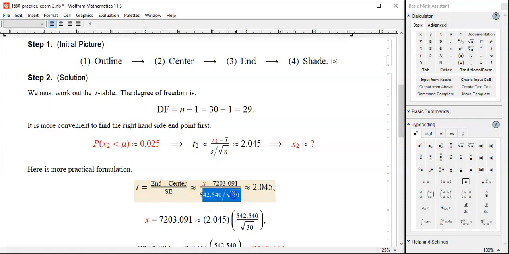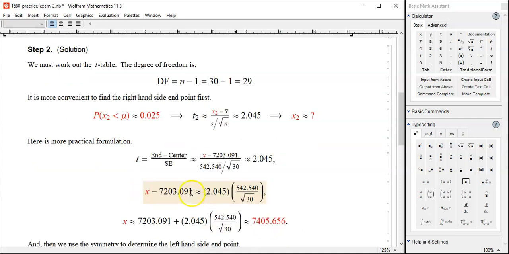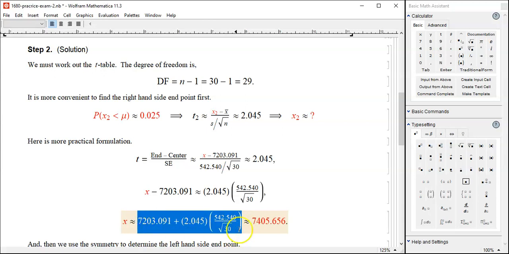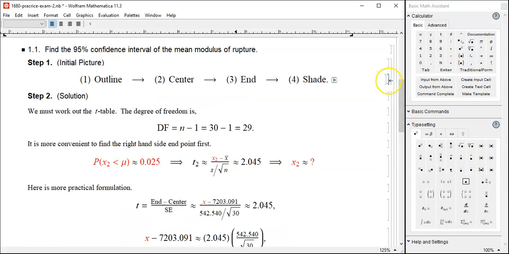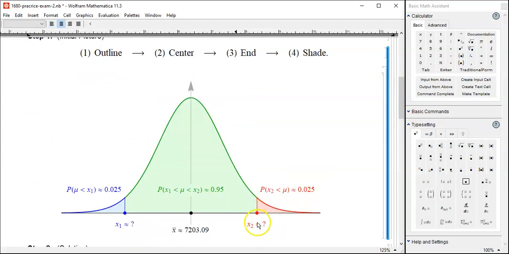Let's move the denominator to the other side by multiplying it. Here we go, we got the multiplication. And then move the subtraction to the other side, so now we have the addition here. All you have to do is run this computation with your calculator. Let's take a shortcut. I just ran it, and this is what I got: 7,405.656 approximately, and that is the right-hand side endpoint here.